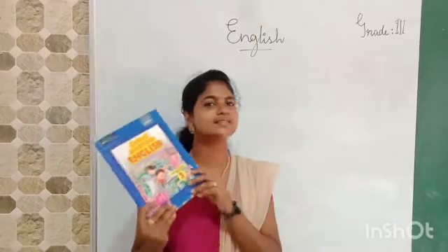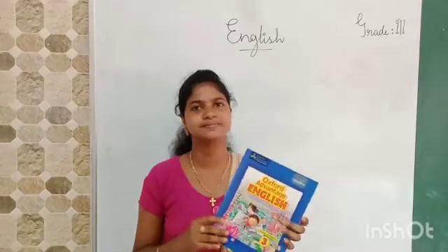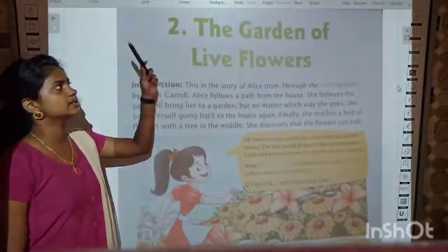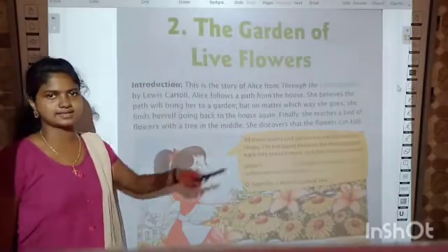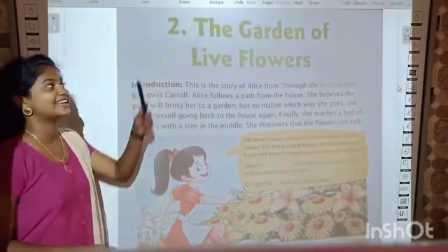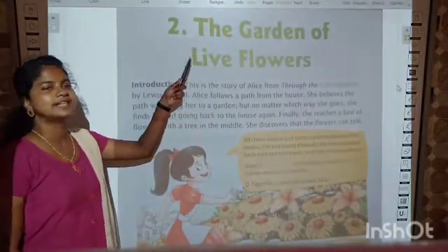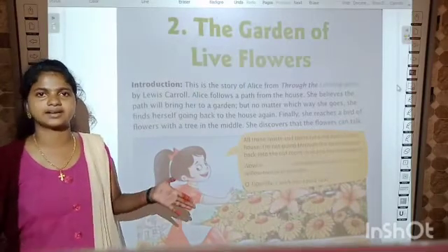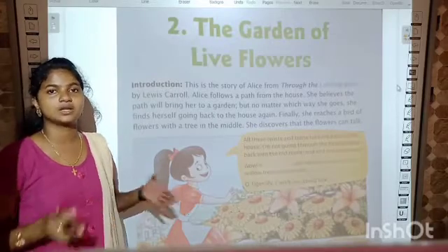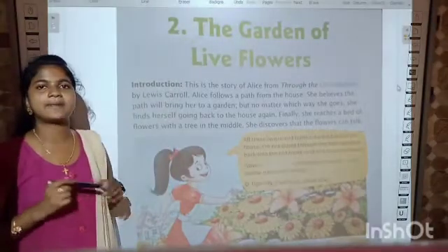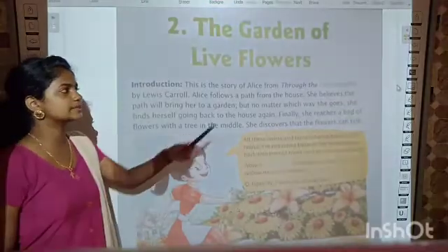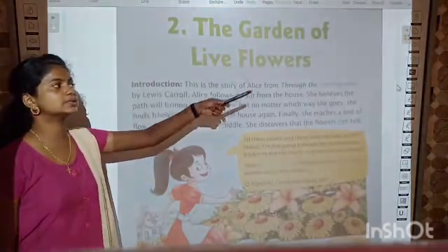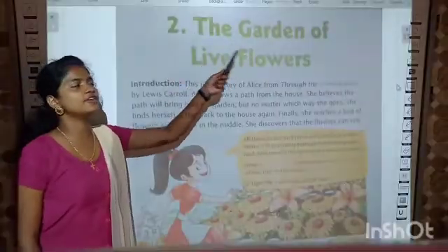All of you take your literature reader book. The title is The Garden of Life Flowers. What's the title? Yes, very good. This story is written by Lewis Carroll. This story is a part of his second book, Through the Looking Glass.